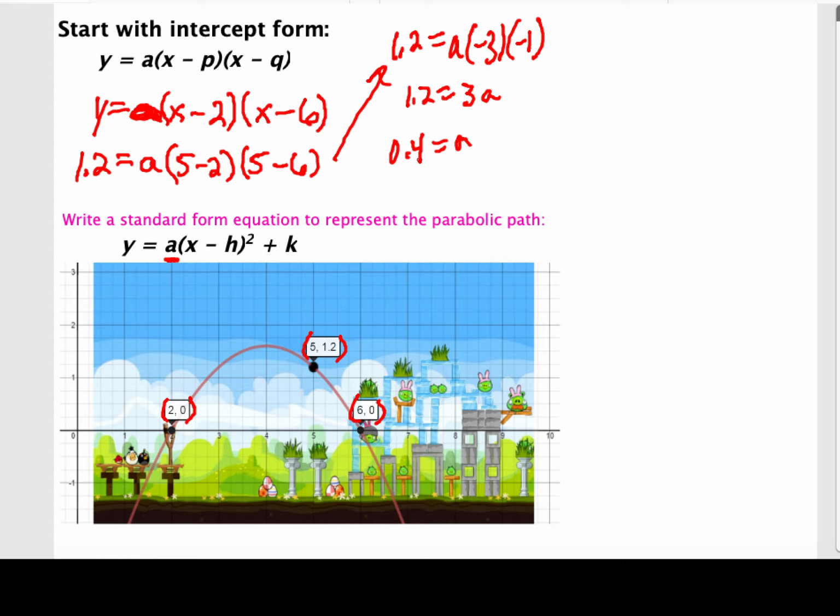Oh, there's why. This should have been a +3, right? 5 minus 2 is +3, which means this is -3. Should come out to a -0.4. Now the reason I knew I had an error, remember your parabola is opening downwards right now. So that should be a negative number, right, when we find that a value. But now, as I mentioned, we have the equation then, y equals -0.4 times x minus 2, x minus 6.